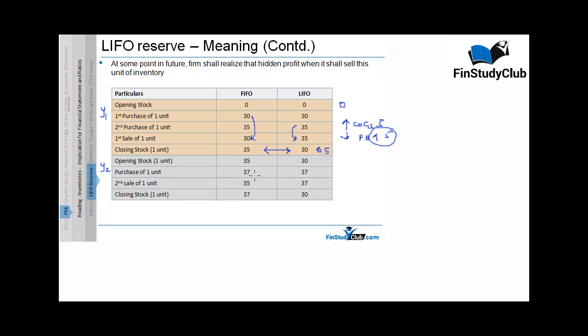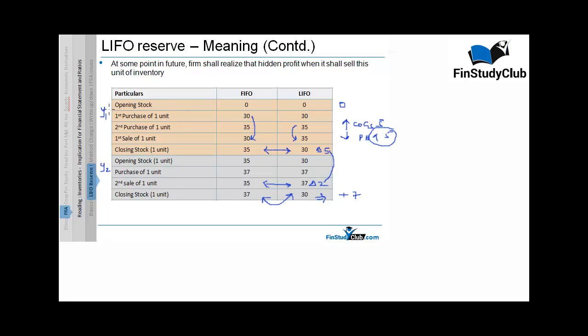Let's continue this example and see that in the second year as well, there is an extra amount of delta 2 which is being shown as a higher COGS by the LIFO firm. So overall, the delta 5 plus delta 2 results in a total hidden profit of 7. In a way, which we have learned in level 1 as well, LIFO reserve is the difference between inventory FIFO minus inventory LIFO. That was really a plain simple definition. The real application and objective of that is that it hides the profit which is there in your inventory.